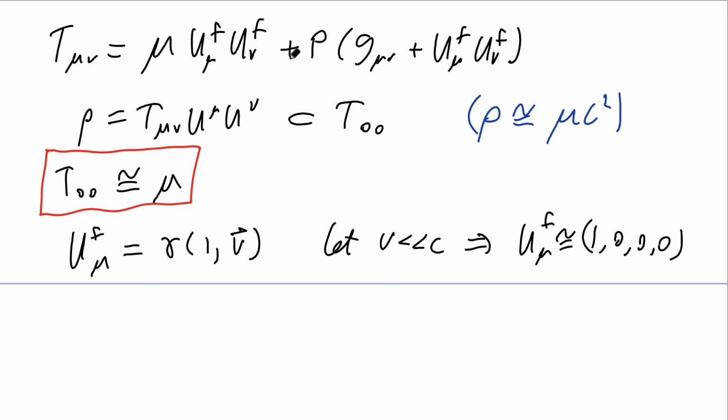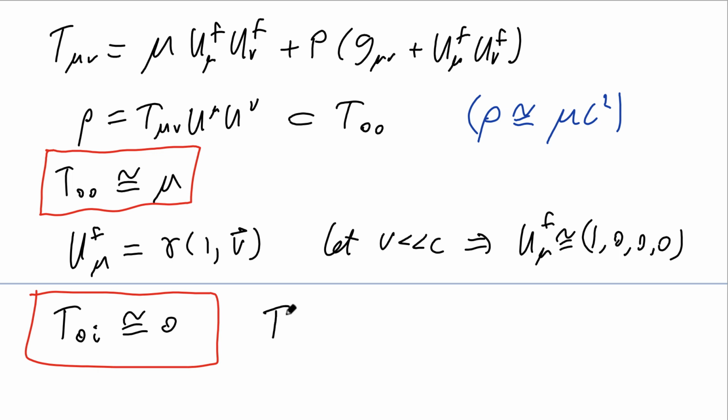Now what about the other components of the stress energy momentum tensor? For example, let's look at the 0i component. So mu is 0 and nu is one of the spatial coordinate indices, i. Well, in that case, u_i for the fluid is approximately 0. So this term and this term are approximately 0, and also since the metric is diagonal, it's just the Minkowski metric, this term is 0. So this is approximately 0.